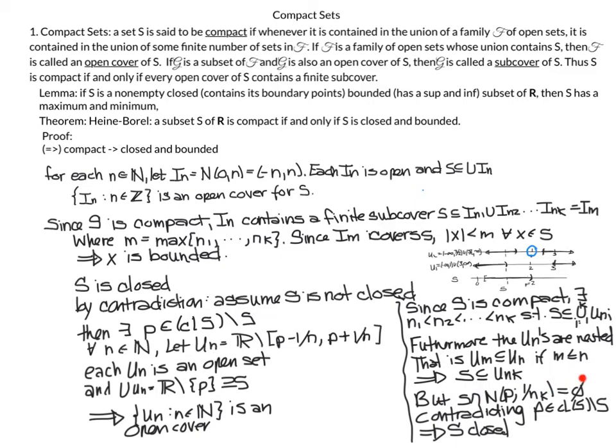But now this intersection being empty contradicts the fact that P is in the closure of S minus S. The closure of S means P is either in S, in which case this intersection would have to be non-empty, or P is an accumulation point, in which case any neighborhood of P has to have an intersection with S. So again, this line here contradicts that P is in the closure of S, and therefore our assumption here that S is not closed must be incorrect and S must be closed.